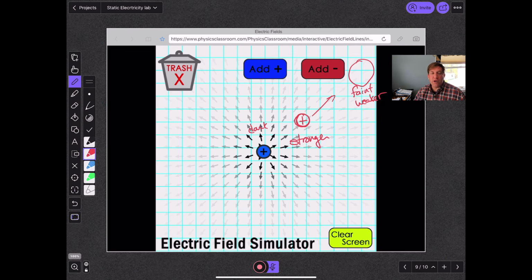The farther away you are, the weaker the force. So it's very similar to Coulomb's law. Okay? So can you remember that?